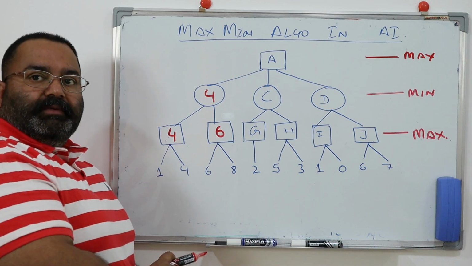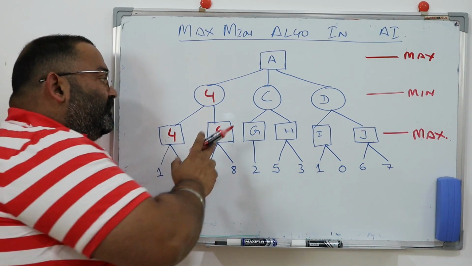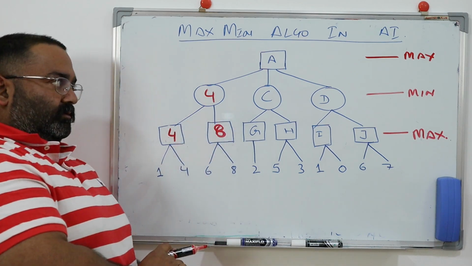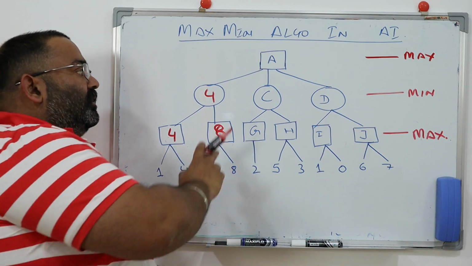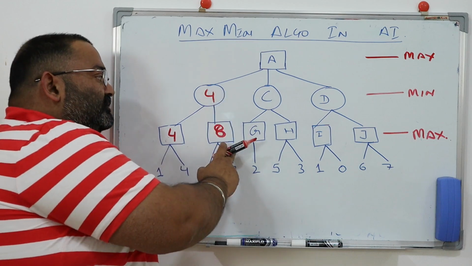Okay, 6 and 8 will be compared. So then what is the value here? 6 and 8, which is the maximum value? Maximum value is 8. So 8 comes here. Now this is min, this is max. So this is 4, this is 8.